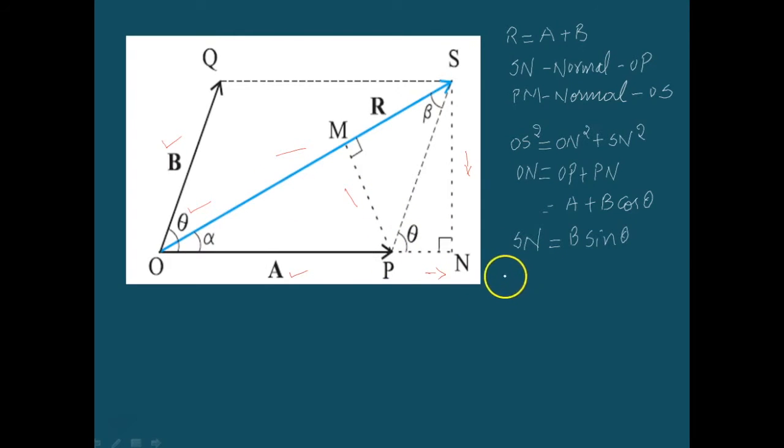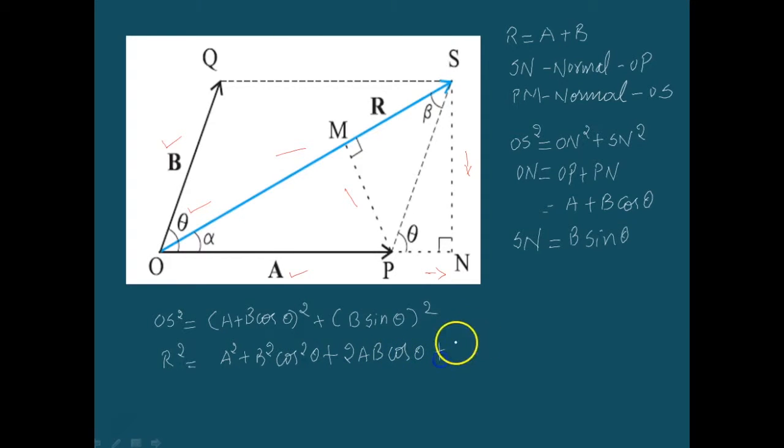And substituting all this in OS square, we know ON is equal to OP plus PN, that is A plus B cos theta, whole square, plus we know SN is equal to B sin theta, whole square, isn't it? So if you simplify this, OS square is R square, and A plus B cos theta whole square we can write as A square plus B square cos square theta plus 2AB cos theta, isn't it? And we can write the other term as B square sin square theta.